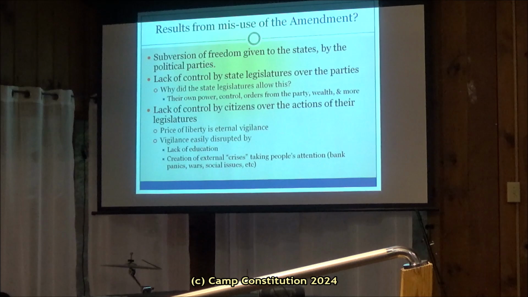What else? There's also lack of control by the citizens over the actions of their legislators and legislatures, because they get distracted and don't vote the bums out. The price of liberty is eternal vigilance, but vigilance is disrupted. Lack of education, even if that's on purpose. And the creation of crises, internal, external, economic, panics, bank panics, economic depressions, wars, social upheaval in general, takes the people's attention away from what the crooks are doing in the state legislatures.